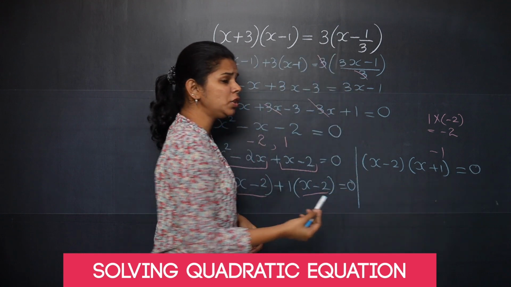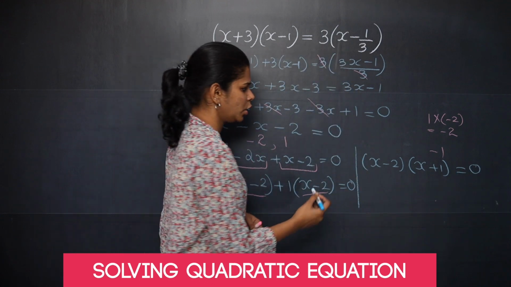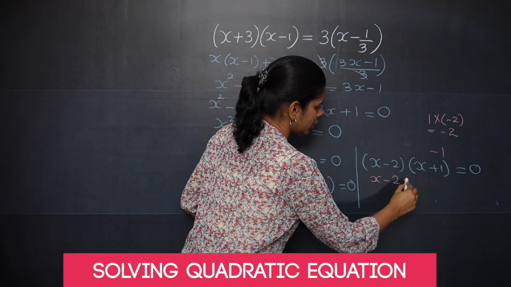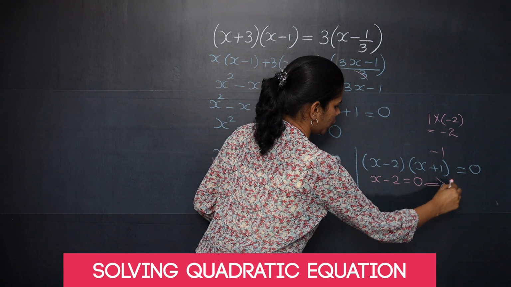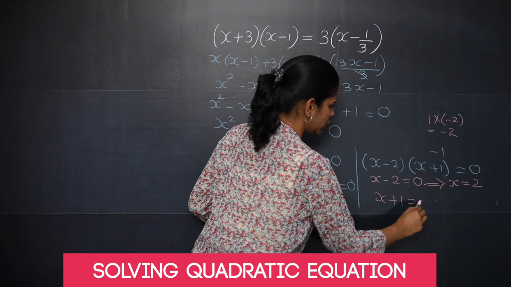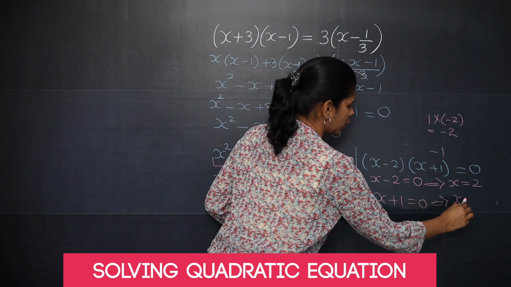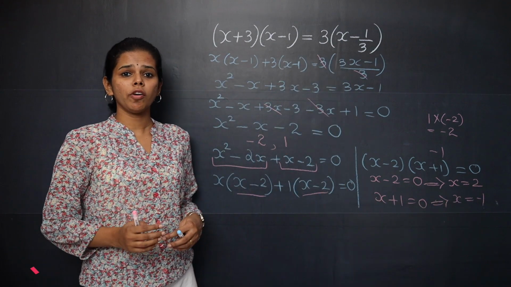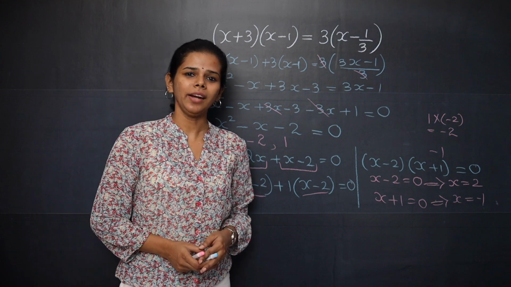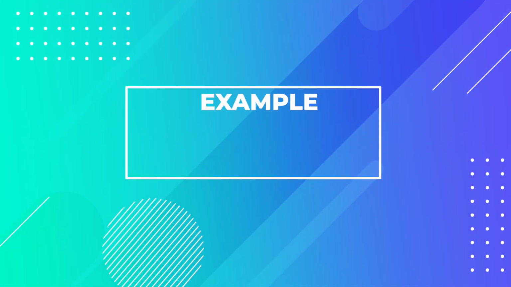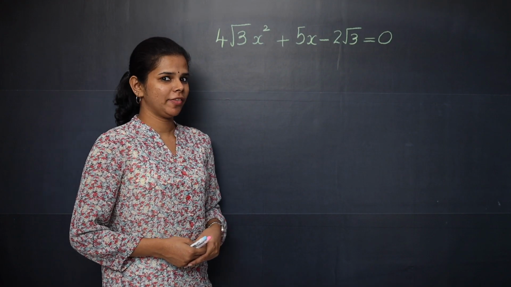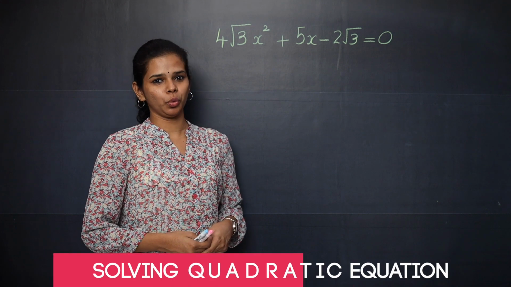So now to find the solutions or the value of x, you will equate x minus 2 to 0. So you will get x equal to 2 and then x plus 1 equal to 0. So you will get x equal to negative 1. So the roots of this quadratic equation are 2 and negative 1. Let's move on to the next example. 4 root 3 x square plus 5x minus 2 root 3.